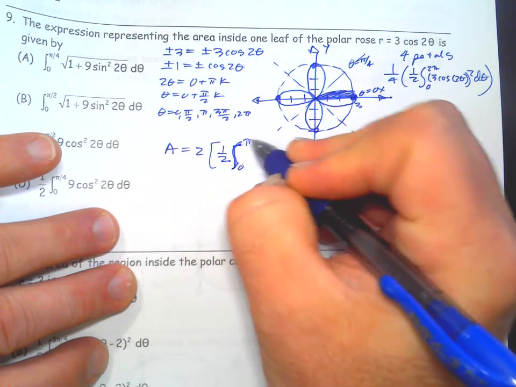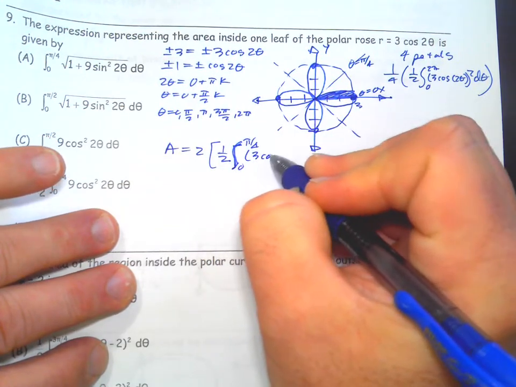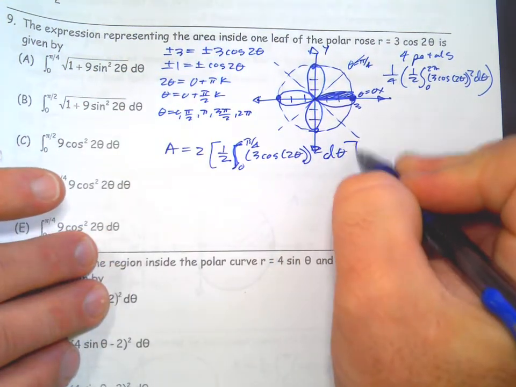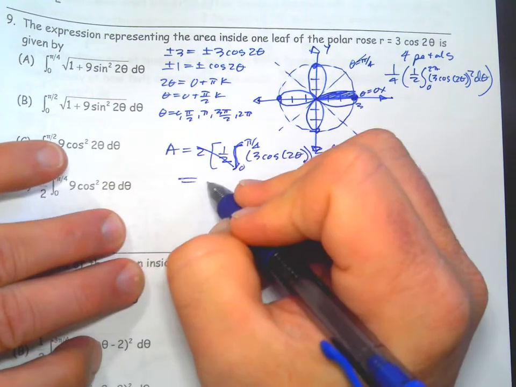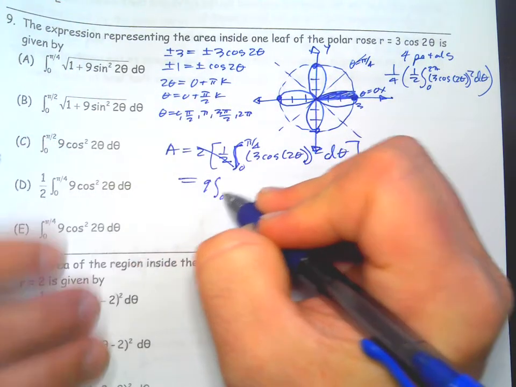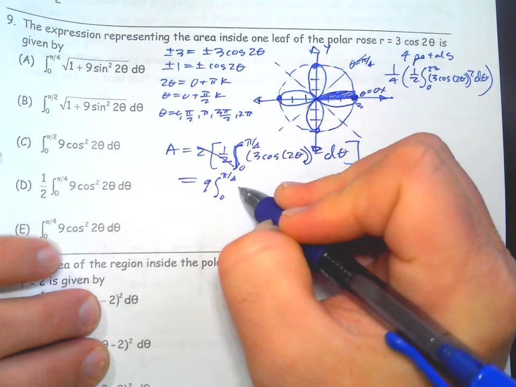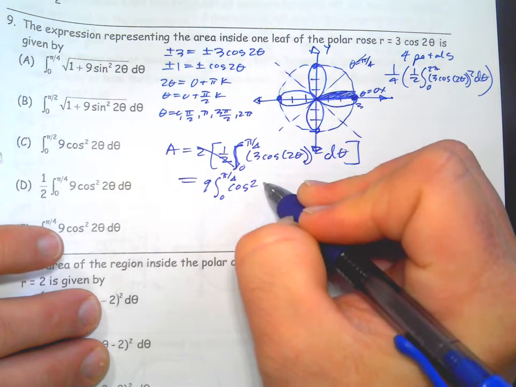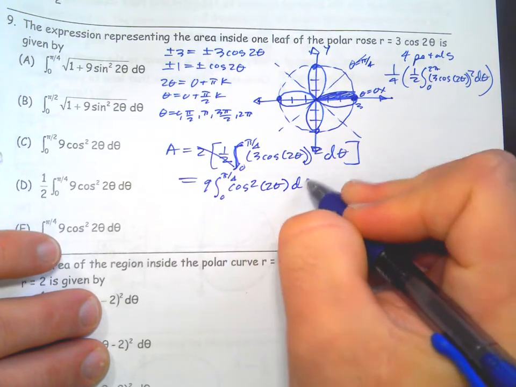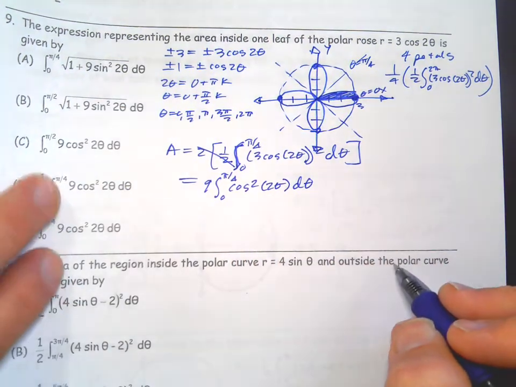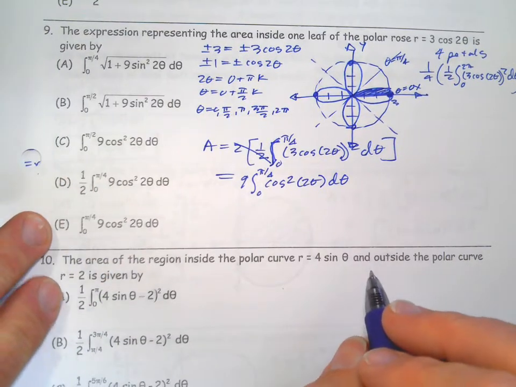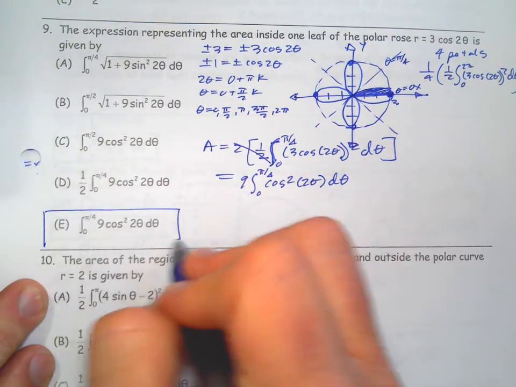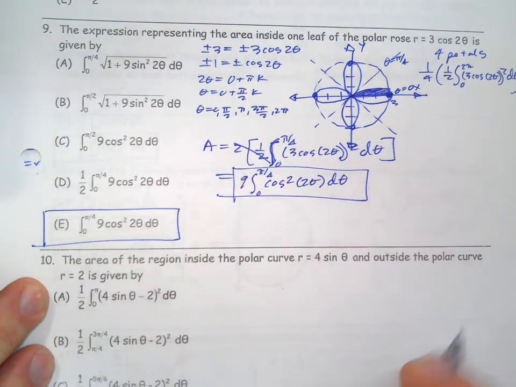0 to pi over 4, 3 cosine 2 theta squared d theta. So we could do that. So then we'd have 9, 0 to pi over 4. And I guess we're not going to actually find the answer, so we don't need to use the double angle identity unless their answers are like that. But I think that looks like, is it this one? Looks good.